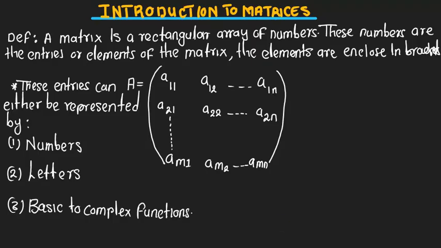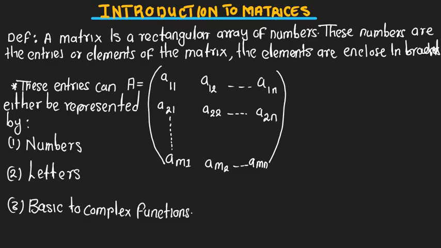Now, let's start with the definition of a matrix. A matrix is just a rectangular array of numbers, okay? It's a rectangular array of numbers. And these numbers are the entries or elements of the matrix.